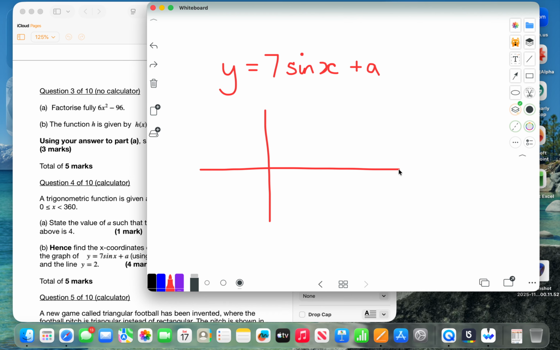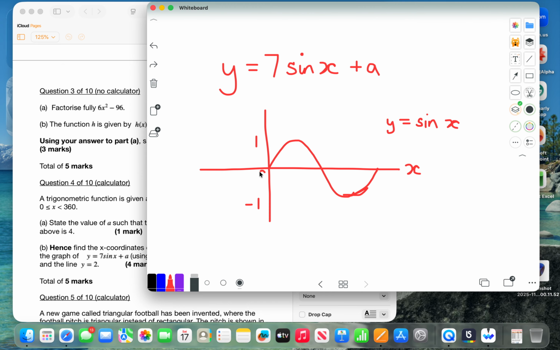What we first want to do is consider the graph of y equals sine of x. And y equals sine of x looks like this. So that is y equals sine of x. And the maximum is 1 and the minimum is -1. And x is in degrees.